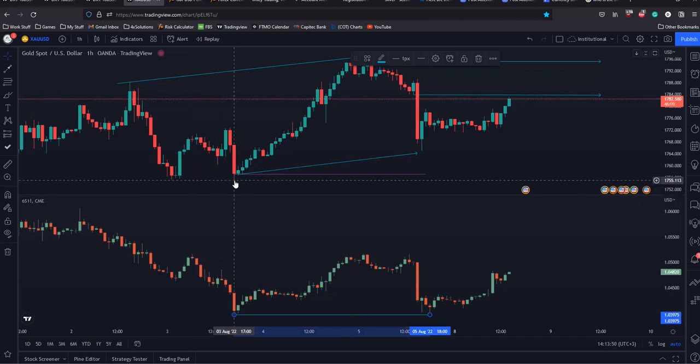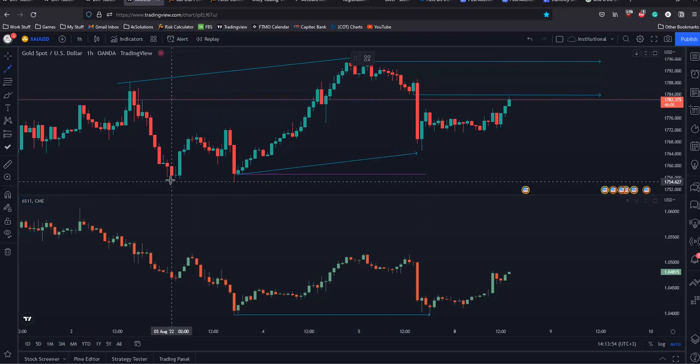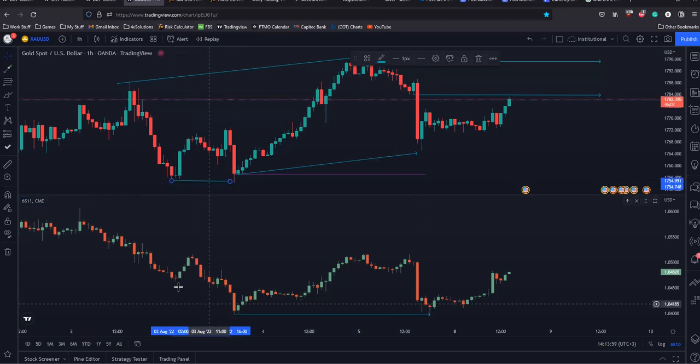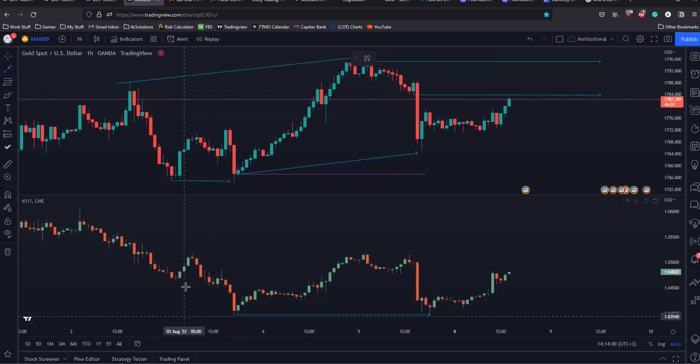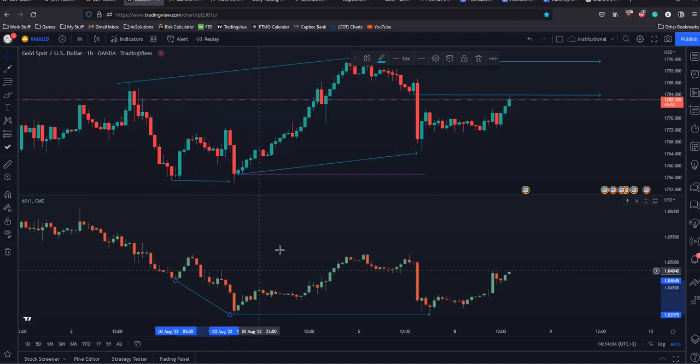Does anyone not see that? And even over here, there's a relative equal low here, but there's no relative equal low here. Everyone see that? Yeah. Okay, I'm just giving you insight. I'm not going to spend a lot of time on this because I'm showing you this so you can go and test it yourself. There's many other ways.